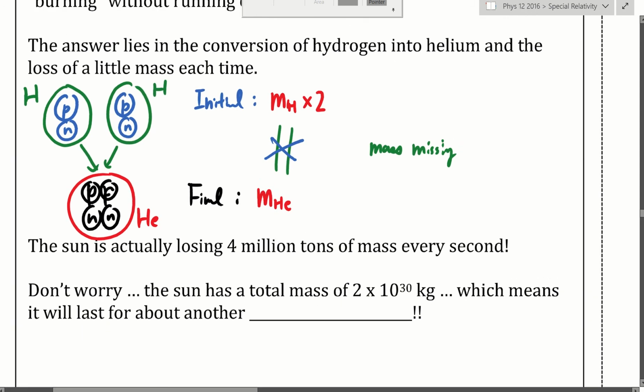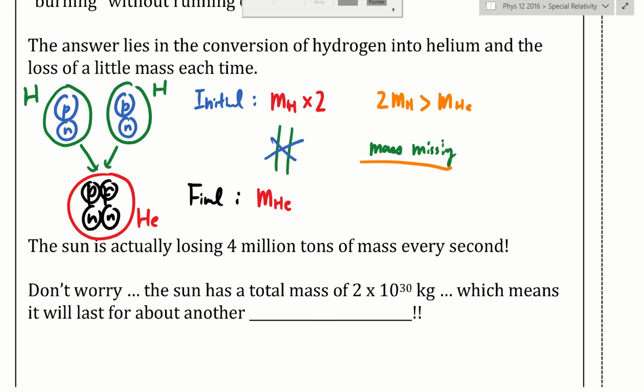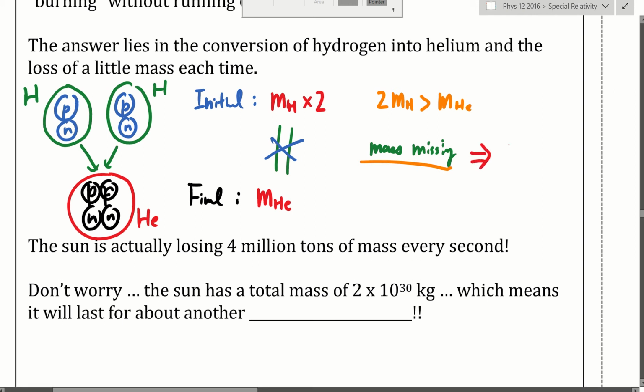The initial mass of the two hydrogen is slightly more than the mass of the helium that you get at the end. So there's some missing mass. Now, what happens to that missing mass? That missing mass actually gets converted into energy.